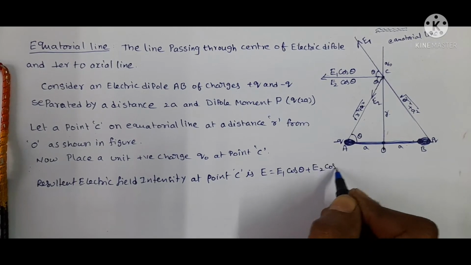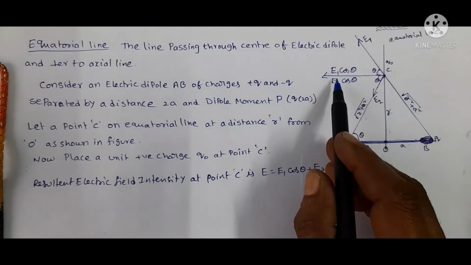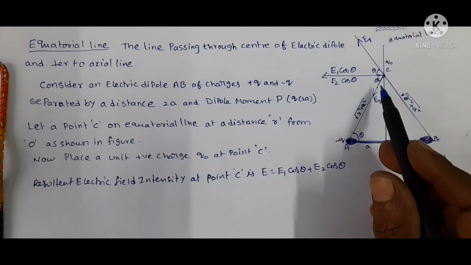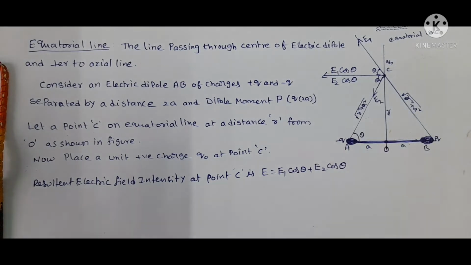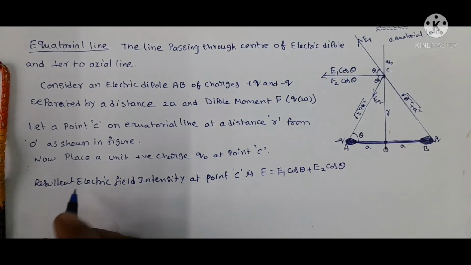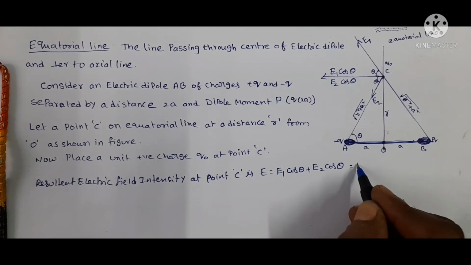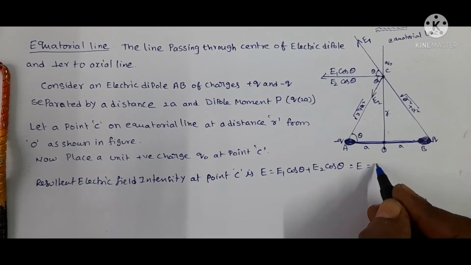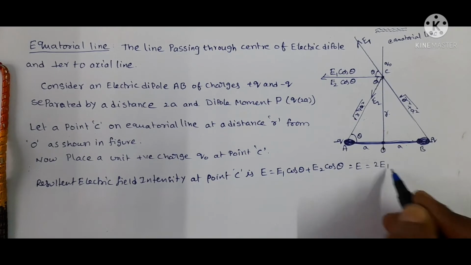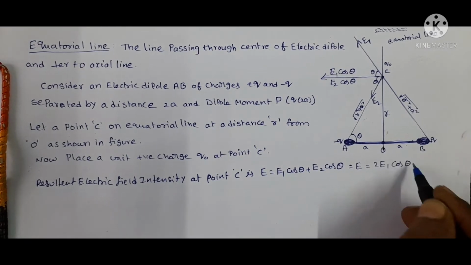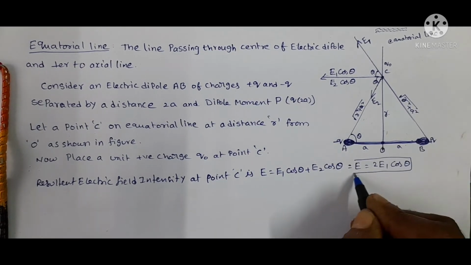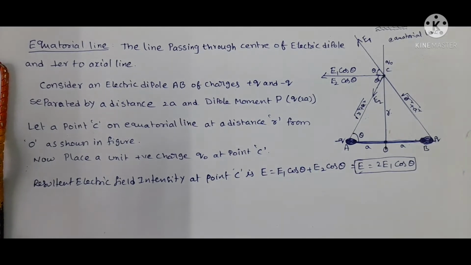Here you have observed E1 and E2 are the same. Why? Because the distance is the same in both cases. That means you can simply write E equatorial is equal to simply 2E1 cos theta or E2 cos theta, whatever it may be. This you have to find.